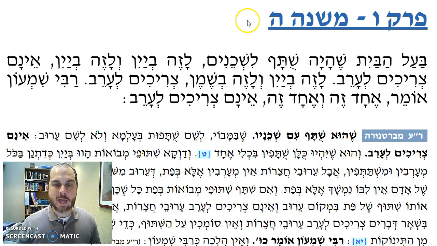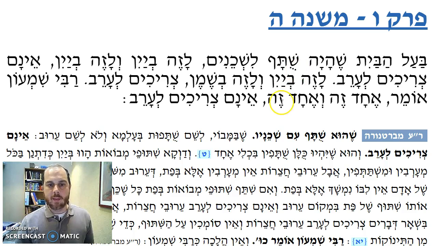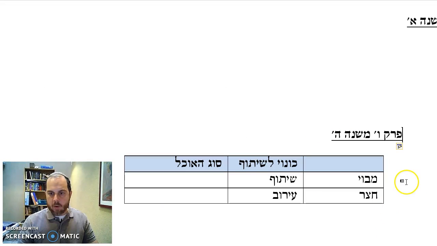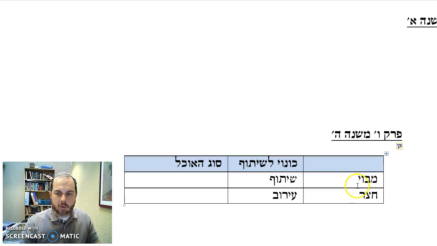Eruv in Perek Vav, Mishnah. We've learned until now that there are two kinds of eruvim: shituf mavo'ot and eruv Chatzeirot. Okay, let's make a little chart. Here we go. Okay, so we have what's called a mavo'ot.